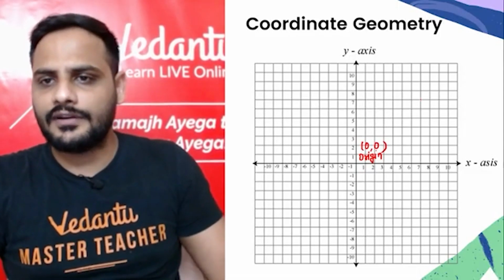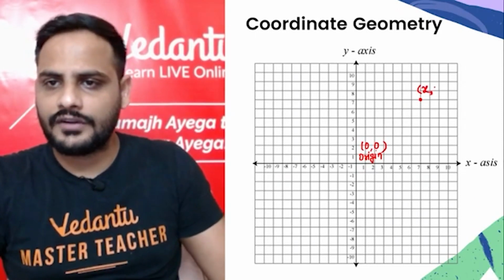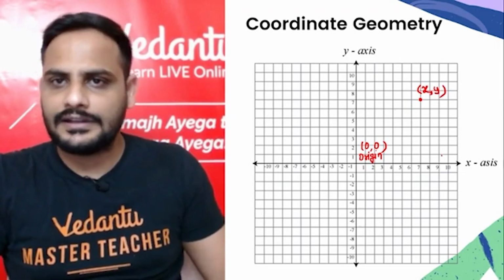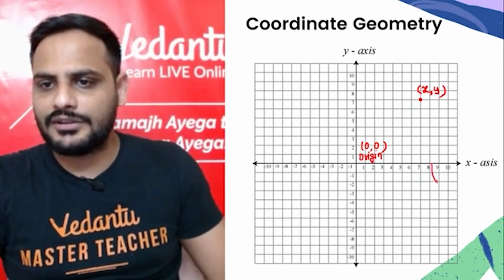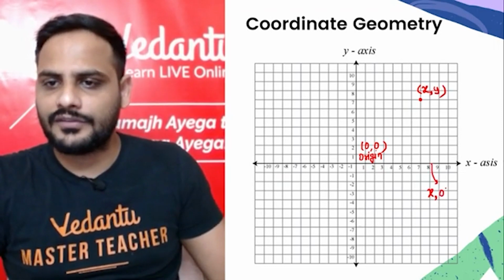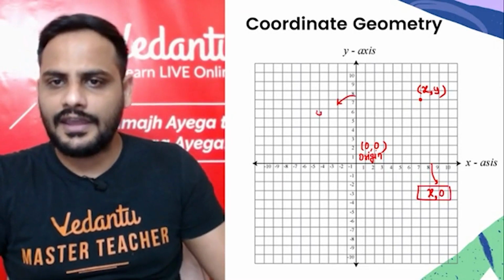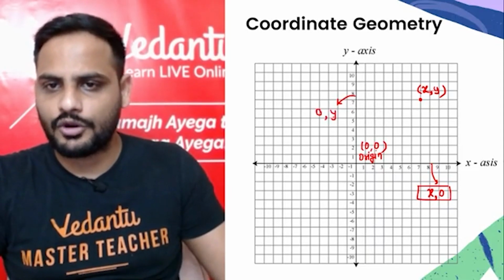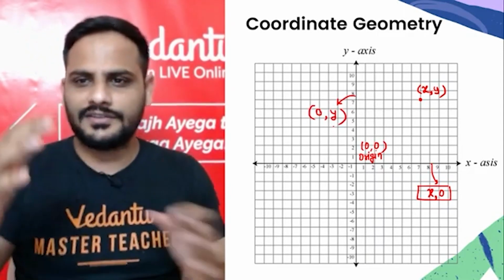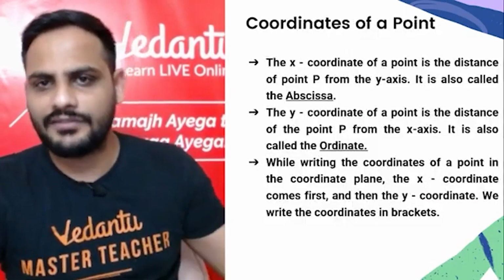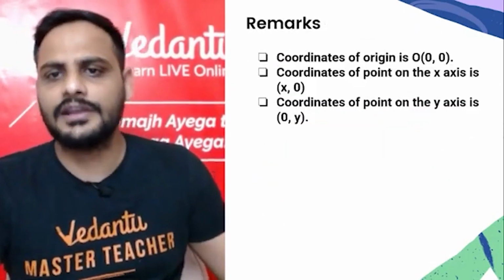Any point, if we'll write, we will always write x coordinate first and then y coordinate, right? Any point on x-axis will be in the form of x, 0, because at x-axis y coordinate is equal to 0, and on y-axis x coordinate will be equal to 0, so it will be 0, y. Alright, so this is the basics of coordinate geometry which we have discussed till now, which you already know.